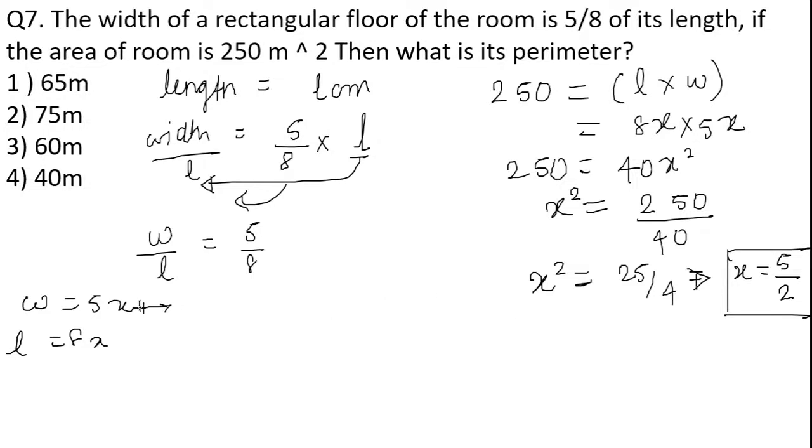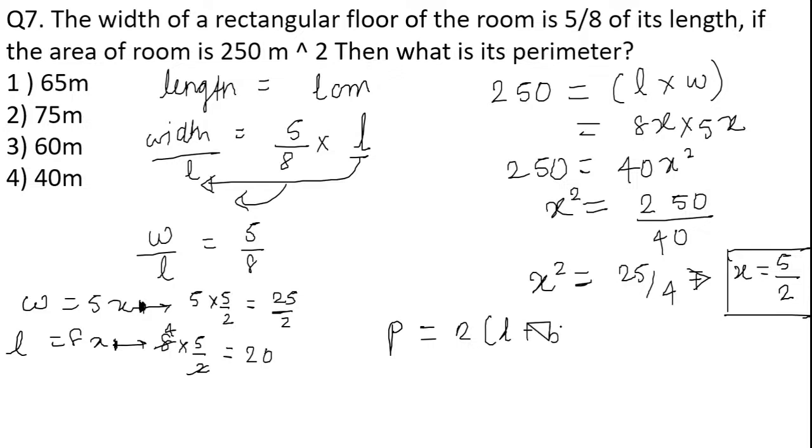Can I put this value of x in the width and length? Yes. So 5 into 5 by 2 gives 25 upon 2, and 8 into 5 by 2 gives 20 centimeter, right? Now we know the perimeter's formula, twice of L plus B. The value of length is 25 by 2 and the value of breadth is 20. Put it in the formula.